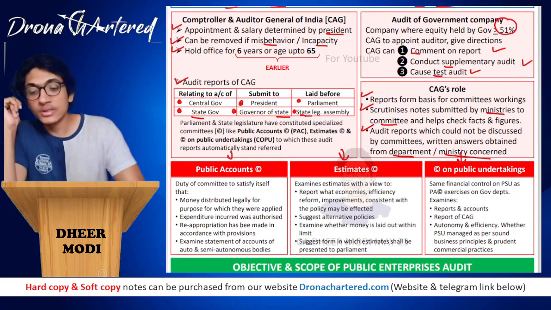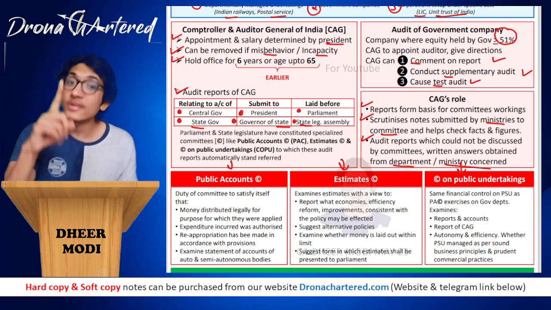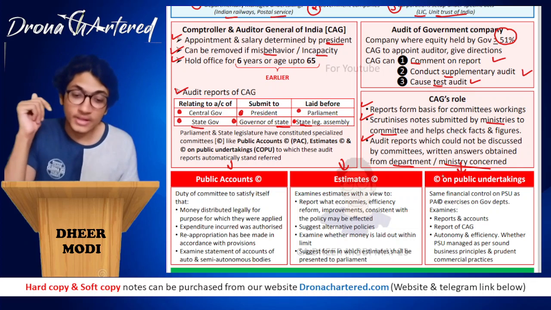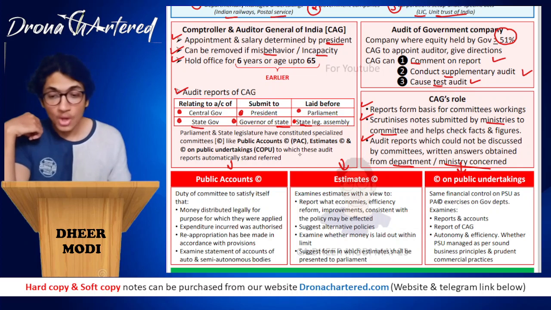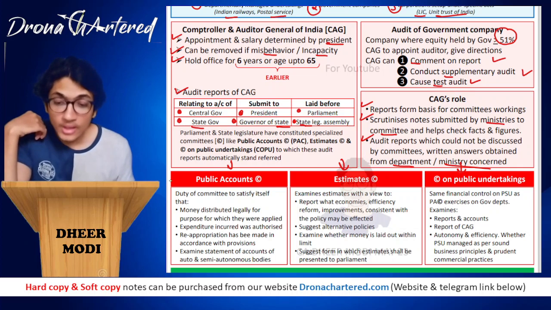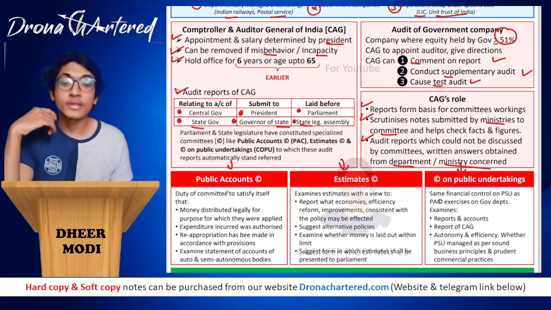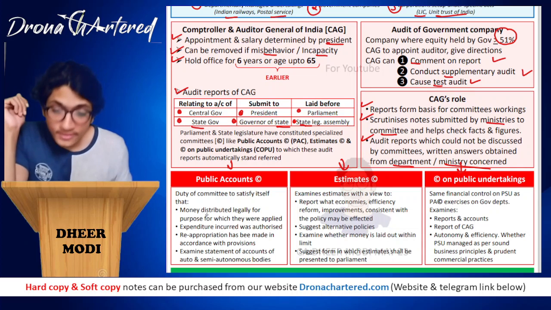Okay, now the three types of committees that we did. First is your PAC, that is your Public Accounts Committee. Then there was your Estimates Committee, and last is your Committee on Public Undertakings. This is also your COPU. Okay, so now your Public Accounts Committee. It is the duty of the committee to satisfy itself that... Okay, so now there are 4 points that it has to satisfy.